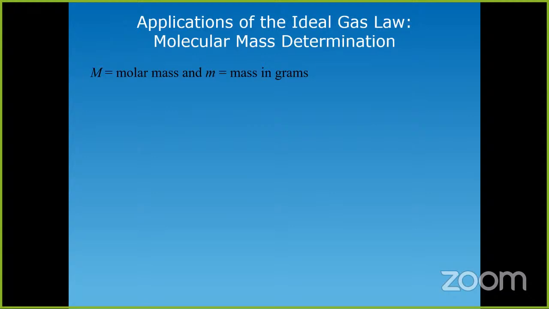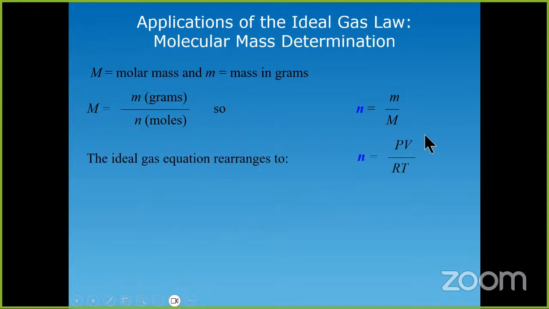If you understand the relationship between these two, you'll notice that the molar mass, which is by definition the mass in grams per mole, would be equal to the mass in grams divided by the moles. So uppercase M equals lowercase m divided by n, right? Therefore we can algebraically rearrange this equation to solve for n, and n would be equal to lowercase m divided by uppercase M, right? Now, the ideal gas equation can itself be rearranged to get n equals PV over RT.